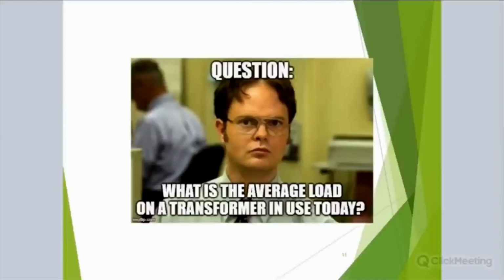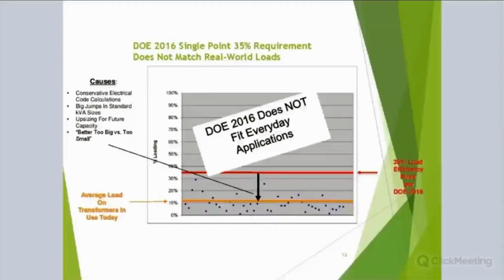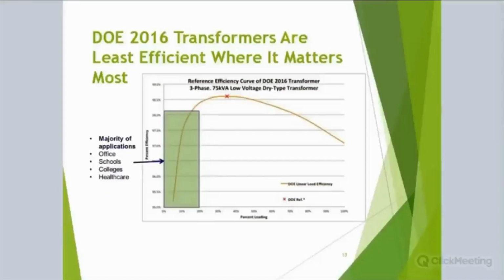So here's a question I threw in, but we've touched on it a little bit. What is the average load of a transformer? Again, it's typically between 10 and 15%, which really doesn't fit, like I said, what the application is for DOE 2016. Some of these slides we will go through fairly quickly.